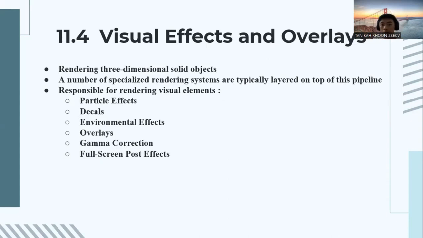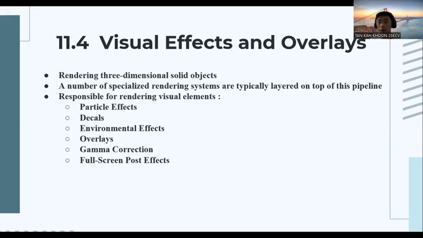This renders the three-dimensional solid objects. A number of specialized rendering systems are typically layered on top of this pipeline and are responsible for rendering visual elements such as particle effects, decals, which are small pieces of geometry that are overlaid on top of the regular geometry in the scene, environment effects such as skies and water, overlays, which are text and fonts, gamma correction, and the last one will be full screen post effects, which are effects applied to a rendered three-dimensional scene to provide additional realism, such as motion blur.